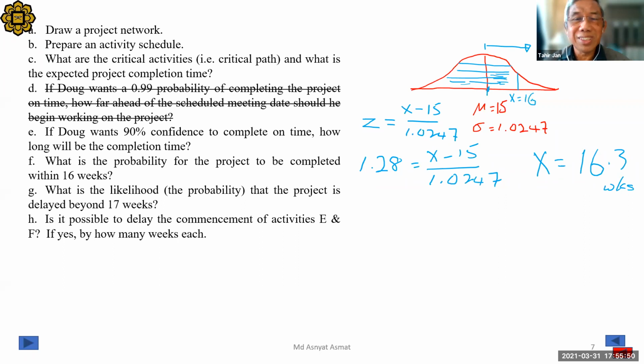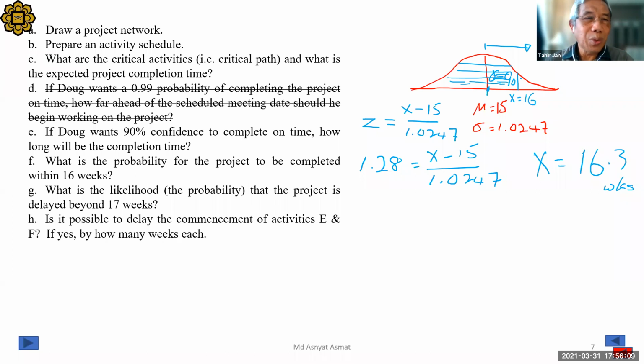So it makes sense. If somehow you have a number on the left-hand side, that means something is not right, because the P is 0.90 here. Okay, so we are done with this.